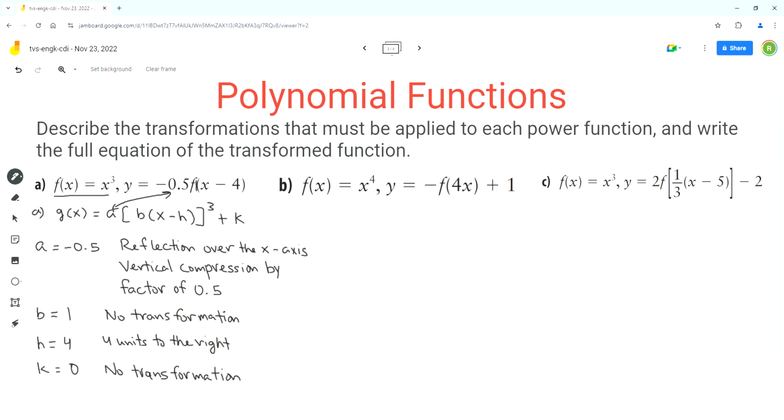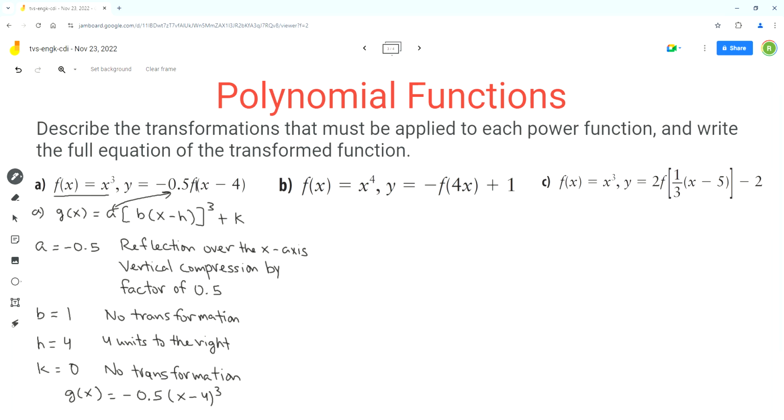Now we can write the full equation of the transformed function. B is equal to 1, so we can ignore it. H is equal to 4. K is equal to 0, so we can ignore it. So this should be the final answer for the transformed function for part A.